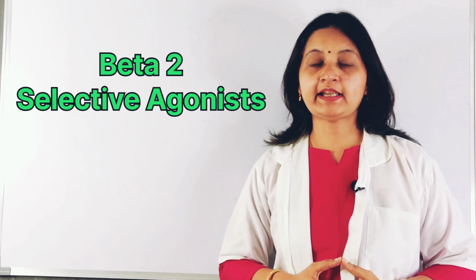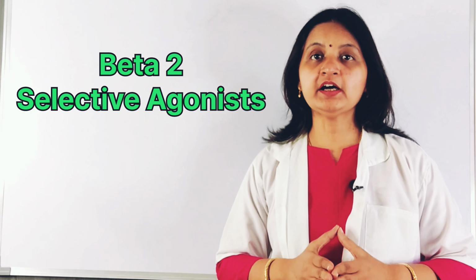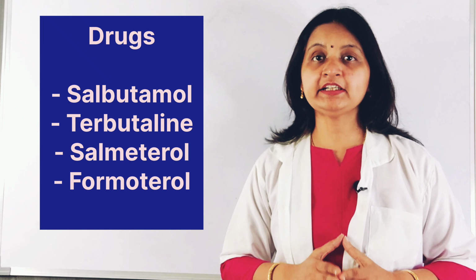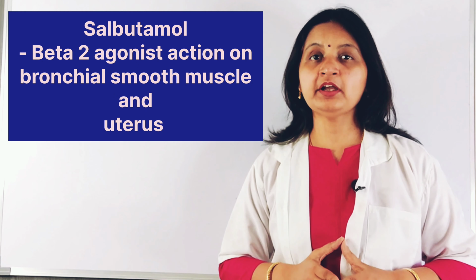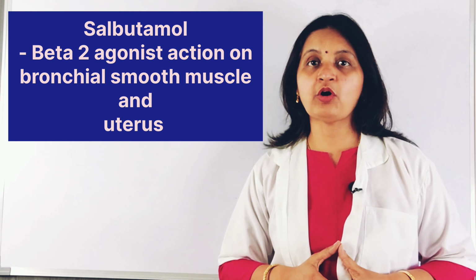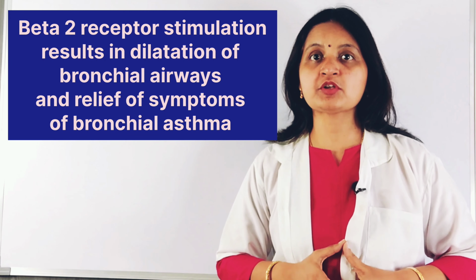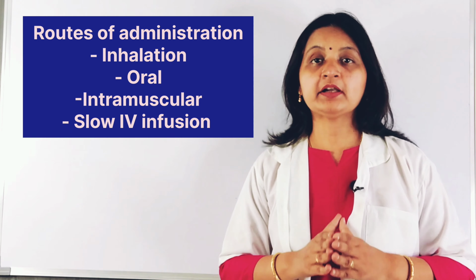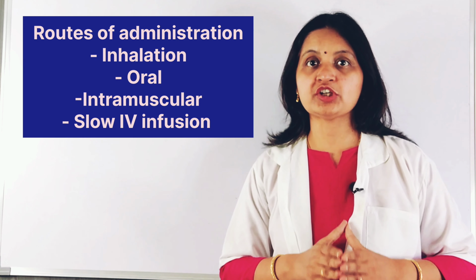Next, we move on to drugs that act as beta-2 selective agonists. The drugs are salbutamol, terbutaline, salmeterol, and formoterol. Salbutamol is a selective beta-2 agonist with relaxant effects on bronchial smooth muscle and uterus. By acting on the beta-2 receptors of the bronchial smooth muscle, it causes dilatation of the bronchial airways and helps to relieve acute symptoms of bronchial asthma. It is commonly used by inhalation route but can also be given orally, intramuscularly, and by slow IV injection.